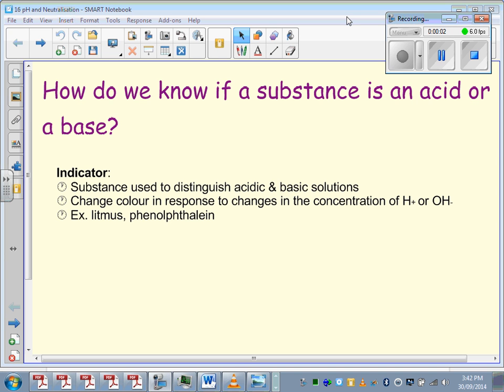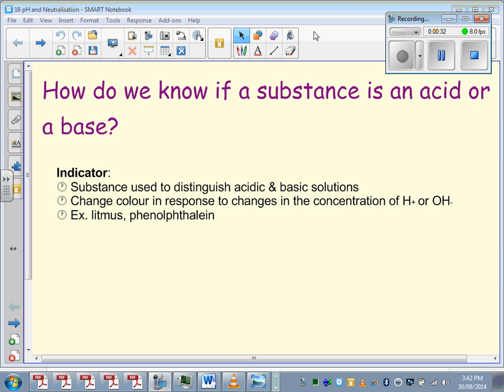So welcome class, welcome to lesson 2 on acids and bases. In the last lesson we talked about the difference in properties between acids and bases. We also talked about how acids and bases form. We talked about how you would differentiate between a strong acid and a weak acid in terms of how they break up into ions and dissociate. And in this lesson we're going to talk specifically about pH and neutralization.